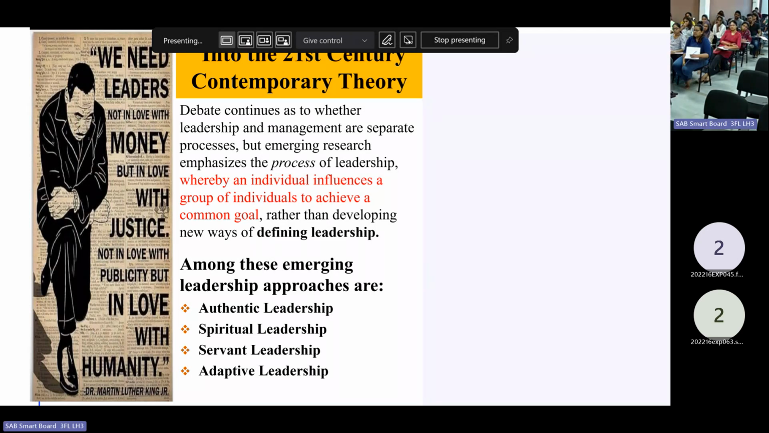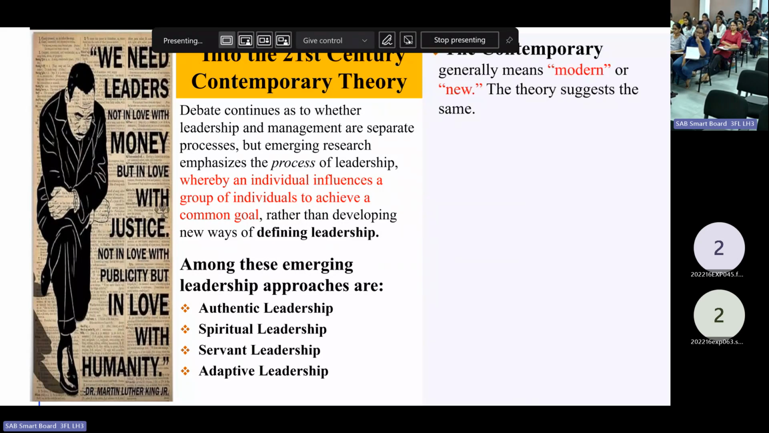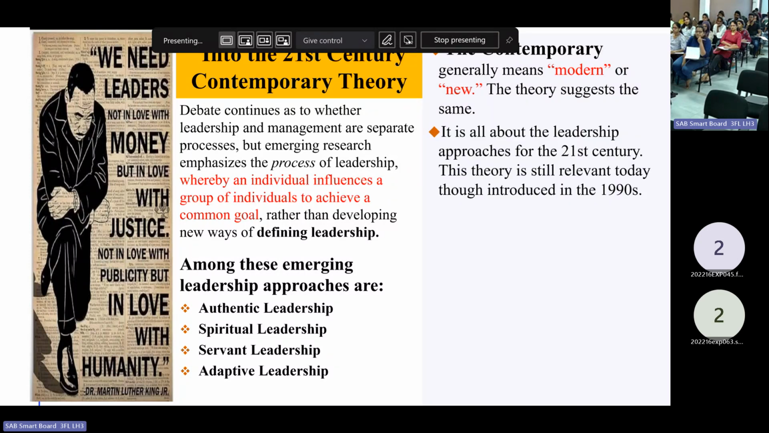Okay. So these are the 21st century contemporary leadership theories. Now currently, maybe even digital leadership. Okay. I don't have time to talk about that. You learn that when you go to MBA. Then being modern or new, that summary we discussed. Okay. It is all about leadership approaches for the 21st century.